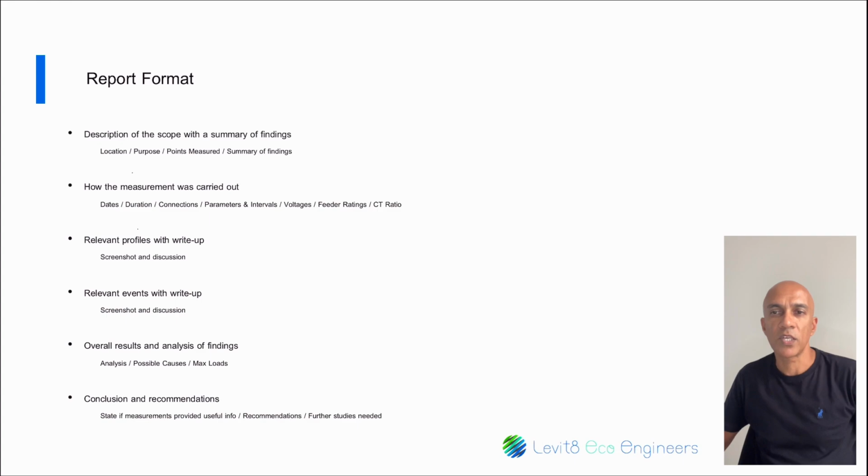Number 1, description of the scope with a summary of the findings. Here you want to cover the location, the purpose of the measurements, the points measured, and the summary of the findings. Then, how was the measurement carried out? You want the dates that you performed the measurements, the durations, the connection points, the parameters and intervals used, the voltages or the voltage level, and the feeder ratings, as well as the CT ratios.